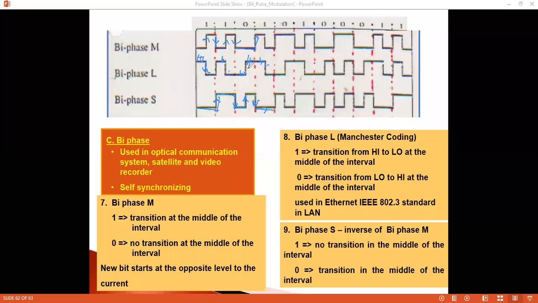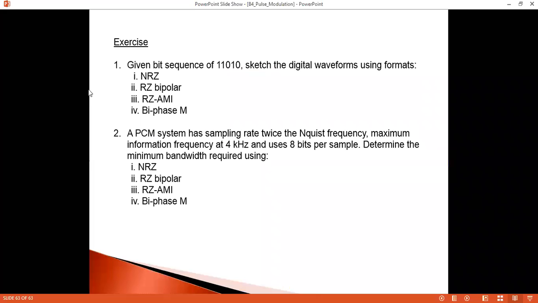So those are the descriptions of the variants under each category. Normally line coding is not a popular question in the assessments, but sometimes it does come out. Normally you're asked to sketch the digital waveforms in different formats given a certain bit sequence, and then find the minimum bandwidth.